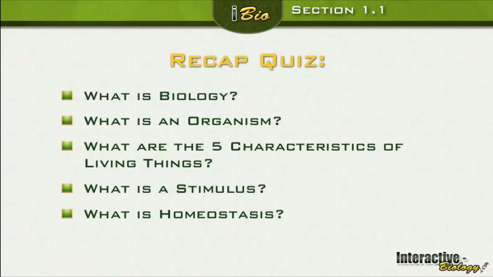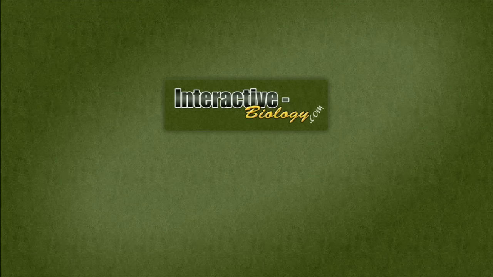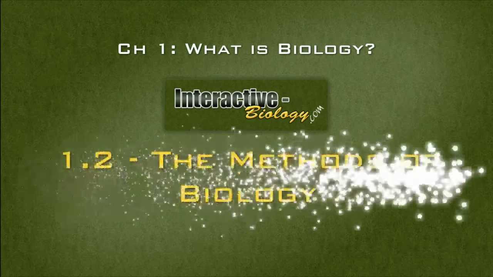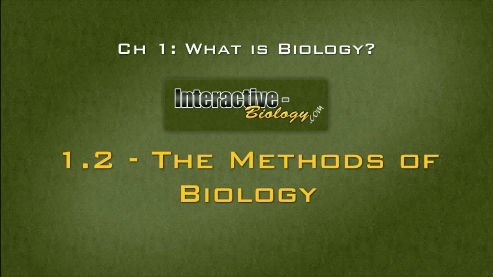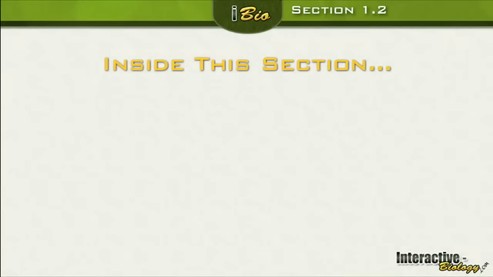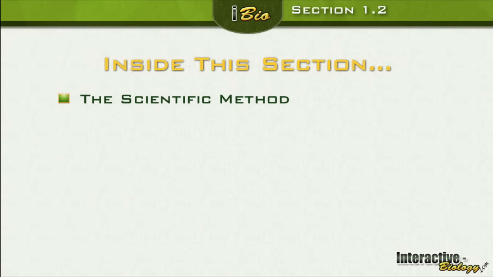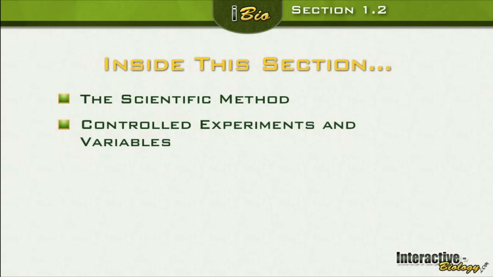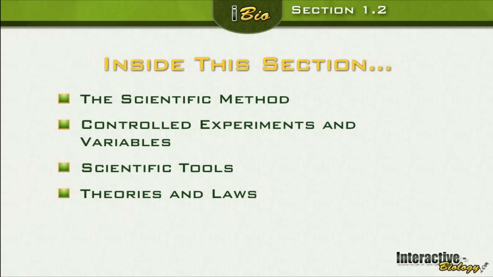Okay, we are now getting into section 1.2. Section 1.2 talks about the methods of biology. Inside this section, we are going to talk about the scientific method. Then we are going to talk about controlled experiments and variables. We're going to talk about scientific tools. And lastly, we're going to talk about theories and laws. You guys ready to get into this one?